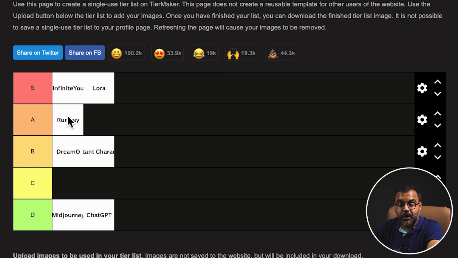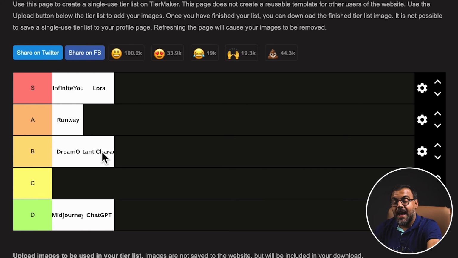Runway sits down here because I still felt that the quality of the images from Infinite U was still better, but Runway is very close to S tier. DreamO and Instant Character, again, both very strong contenders, and I would almost also put them at the A tier, except for the fact that they're just not as consistent. So you gotta run through more images and more versions to get quality results. However, they gain a lot of points from their flexibility.